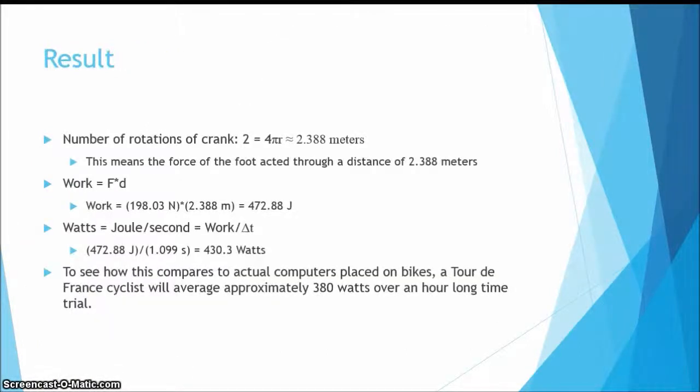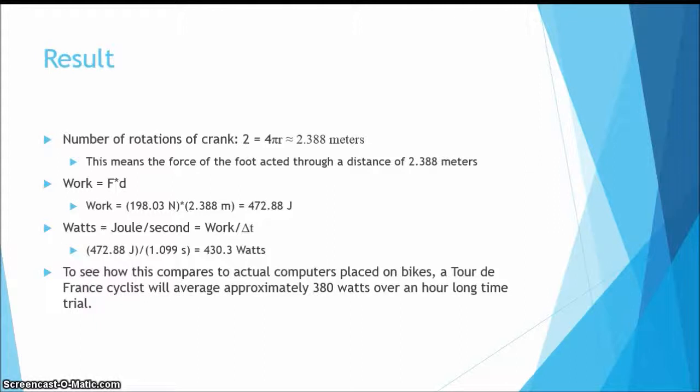So the final results of the experiment. The number of rotations of the crank we had was 2, which we could see in the tracker video. And this is equivalent to 4 pi r, which is approximately 2.4 meters. So this means that the force of the cyclist's foot acted through a distance of 2.4 meters. Let's compute this into work, and we see that this was about 472.88 joules.